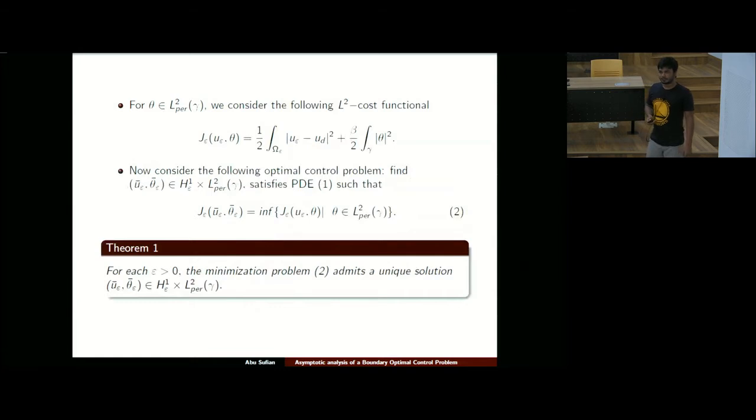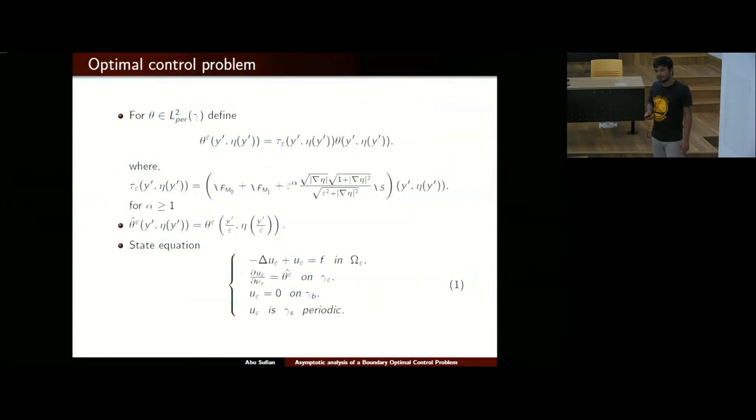Okay. So the cost functional, for each theta, basically our theta is coming from a fixed reference cell. So for x theta, we are considering this cost functional, that is the L2 cost functional. J epsilon of E epsilon, theta is 1 by 2 the integral over omega epsilon of E epsilon minus UD, where UD is the desired state that we want to achieve. And theta is the control, and this is the corresponding cost for theta. So the optimal control problem is: find E epsilon bar, theta epsilon bar belonging to H1 epsilon.